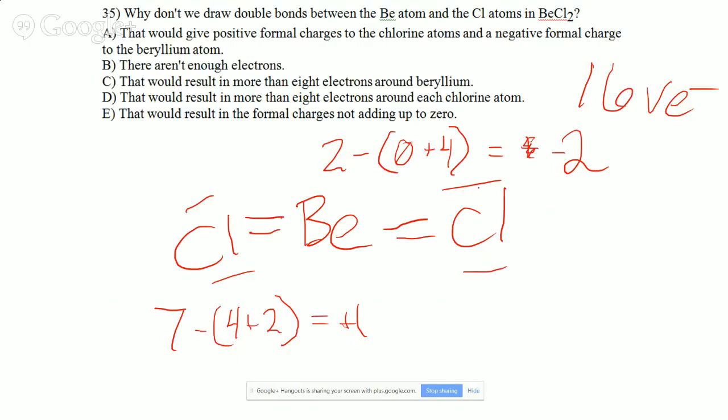So we have things with formal charges of positive and negative when we could just have them another way where they're 0. This isn't the right way. So choice A: give positive formal charges with chlorine atoms and negative formal charges for beryllium atoms. And if anything, chlorine being the more electronegative one, if any formal charge, it should be negative.